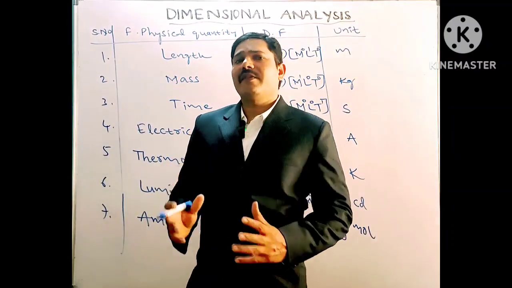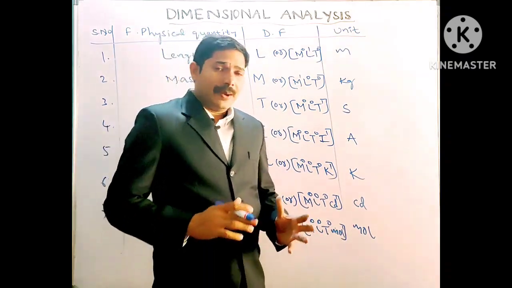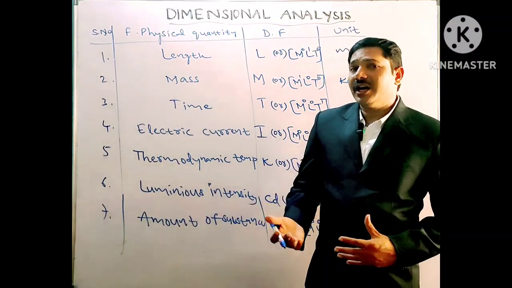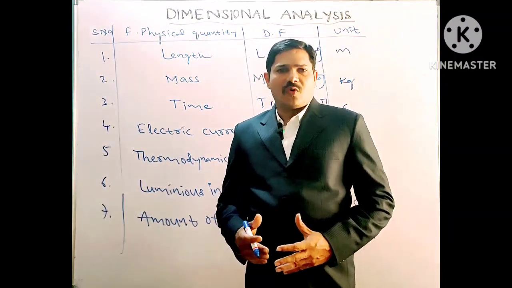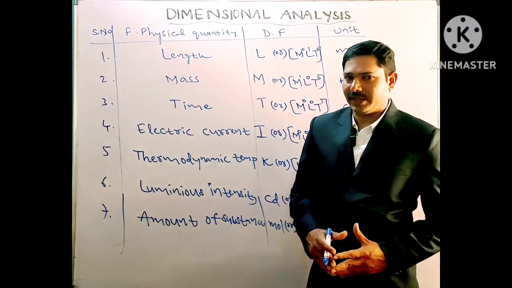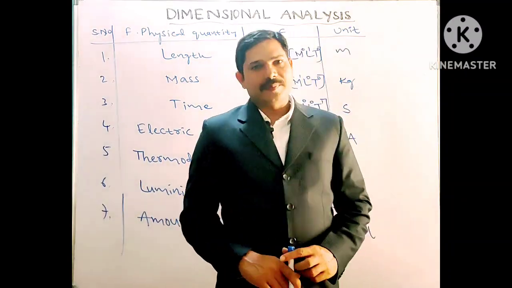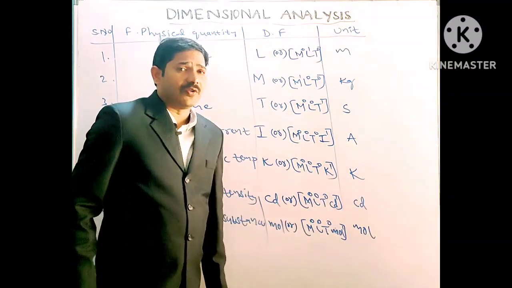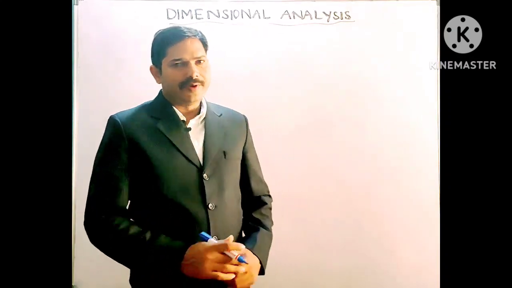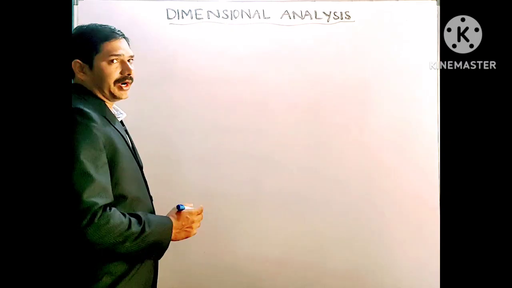So these are the 7 fundamental physical quantities. Based on these 7 fundamental physical quantities, we can write the other derived physical quantities' dimensional formulas. Now I am explaining the other derived physical quantity dimensional formulas. Now we'll discuss the derived physical quantities.